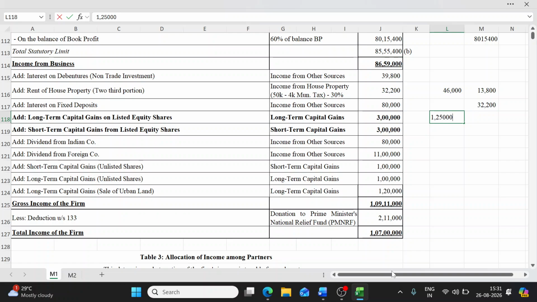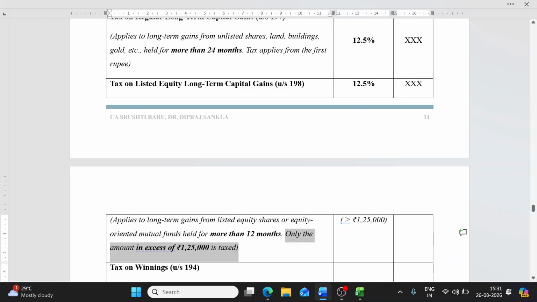1,25,000. So what to do? Take the difference. What is the difference? From 3 lakhs, deduct 1,25,000, because the 1,25,000 exemption limit is there. So the balance income is 1,75,000. This balance income, 1,75,000, is the excess income over 1,25,000. So on 1,75,000, charge 12.5 percentage.